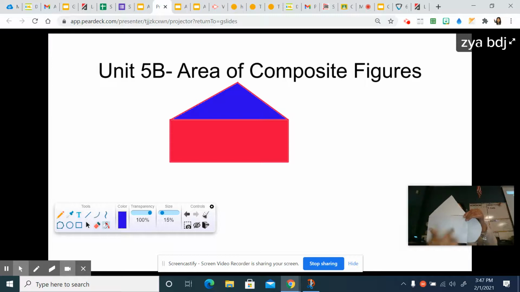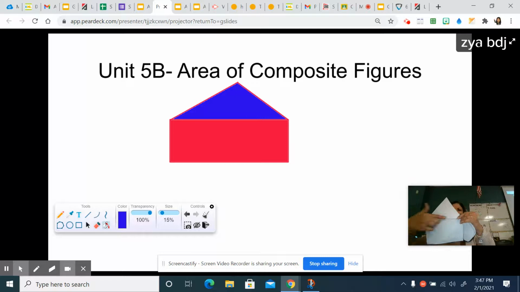I could find the area of the rectangle by doing what? Length times width, right? 8 times 4. So that's going to give me 32 for this. So I'm done with this. Now I have to do the triangle. The triangle is base times height divided by 2.